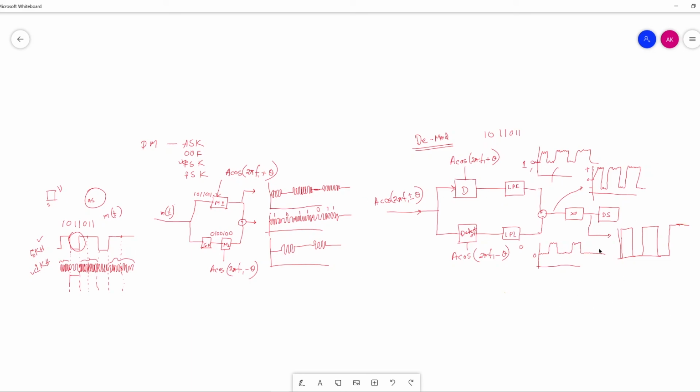So depending on your low pass filter designing, the delay will be long or short. So you have to design the LPF very carefully. So this is actually the full process of our FSK. Now we will do this thing in the Simulink part.